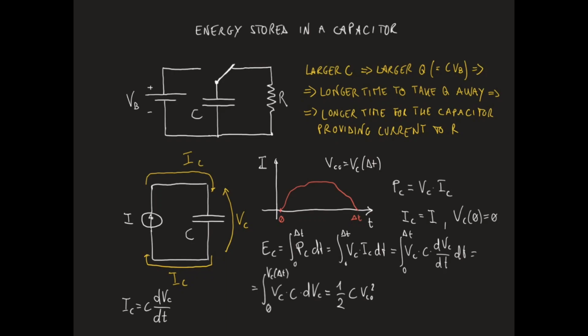We know that the voltage in a capacitor can be written as the charge divided by the capacitance, so in particular Vc0 can be written as the charge in delta t divided by the capacitance, which we rewrite as Qc0 divided by C. Therefore, the energy accumulated in the capacitor can also be written as 1/2 Qc0 squared divided by C.